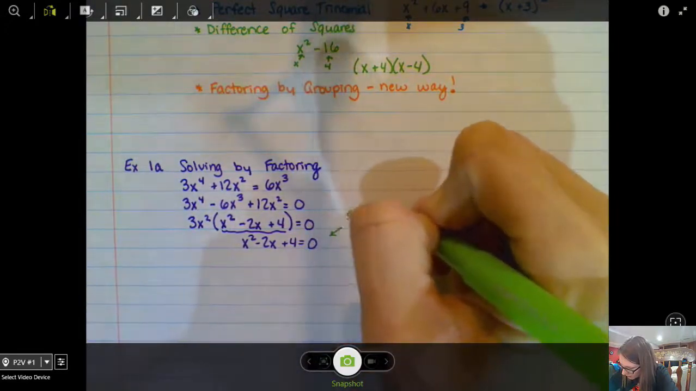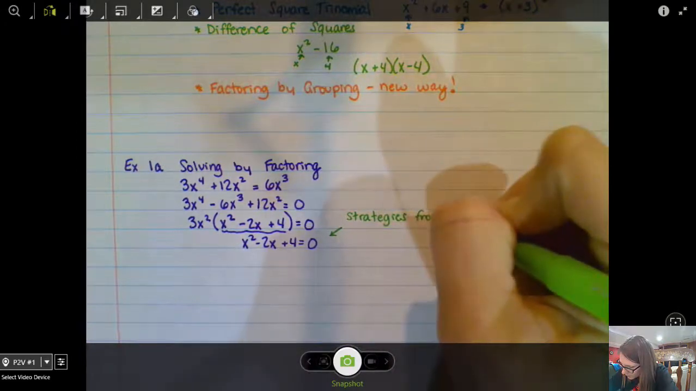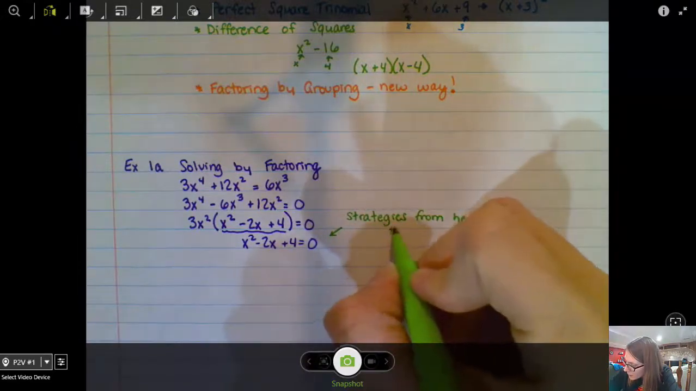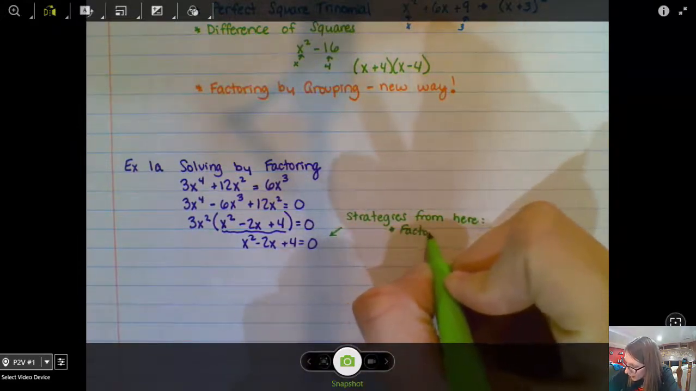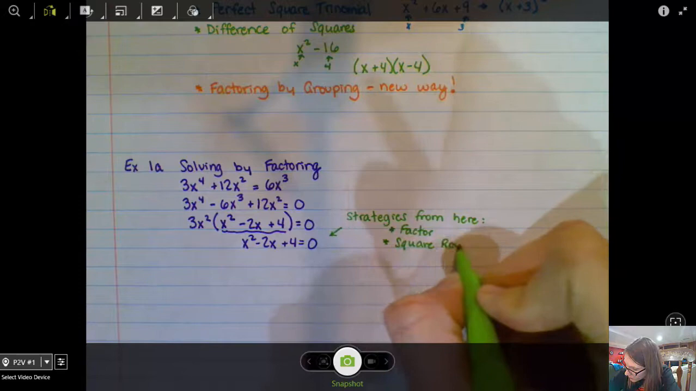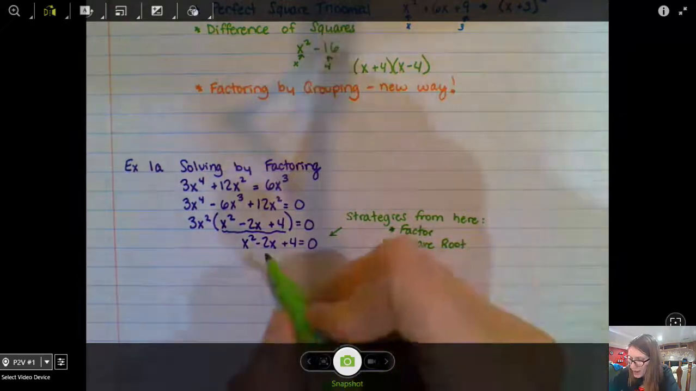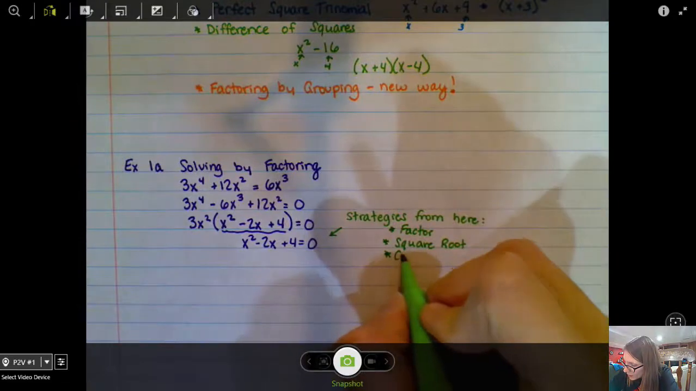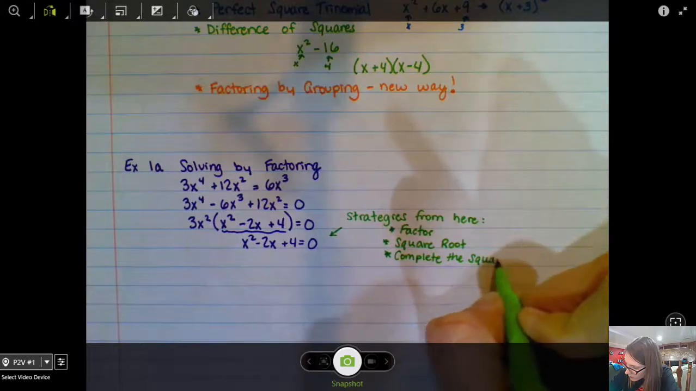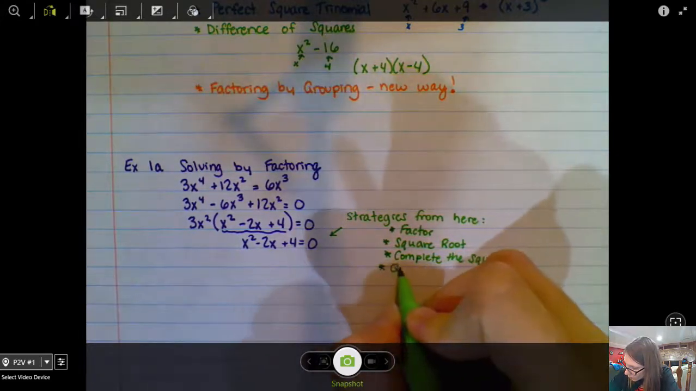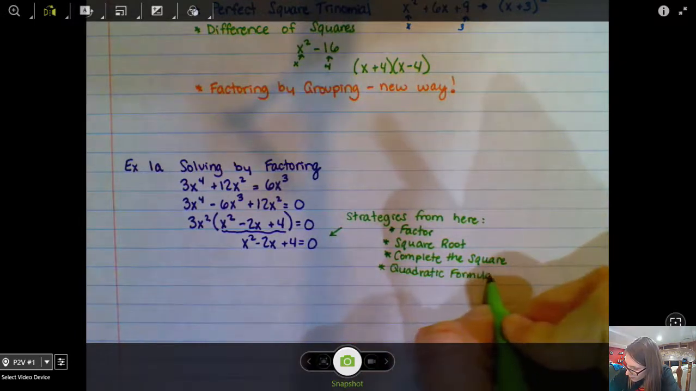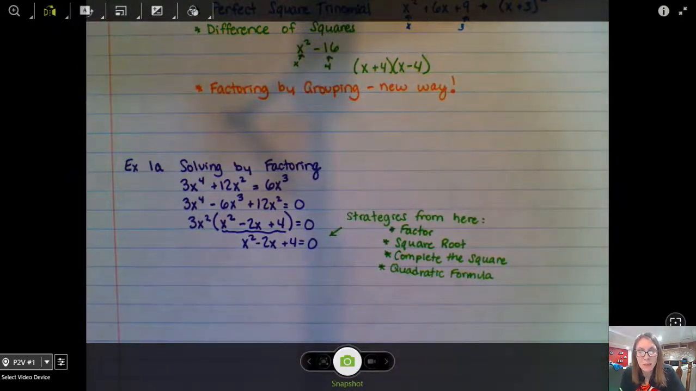So our strategies from here. Once you have a quadratic equation, remember our options are to factor, which we already ruled out. We can't factor this. We could square root both sides, which we can't do because of our x term. We could complete the square. Or we could use the quadratic formula. In this situation, let's complete the square.